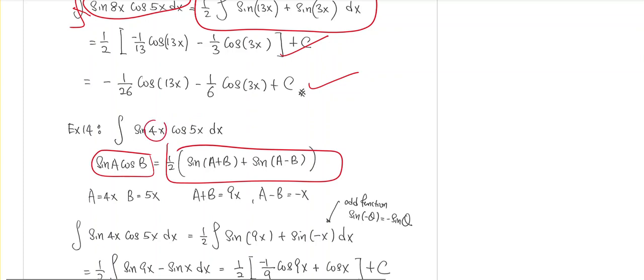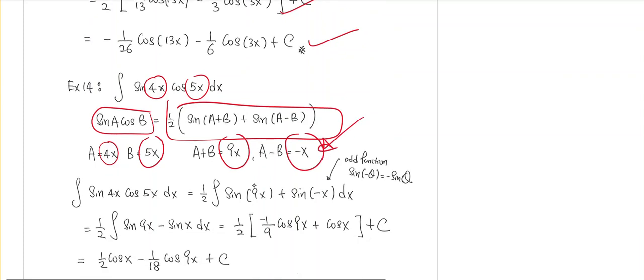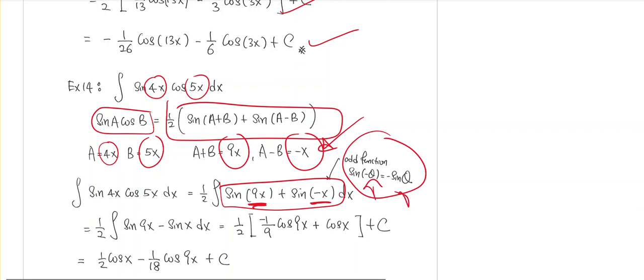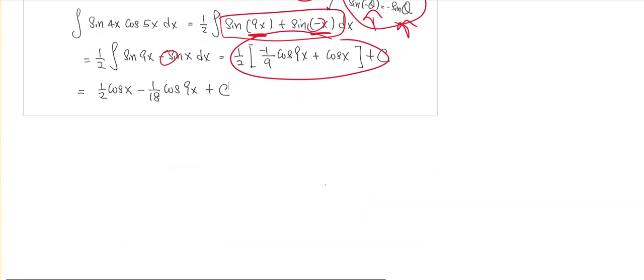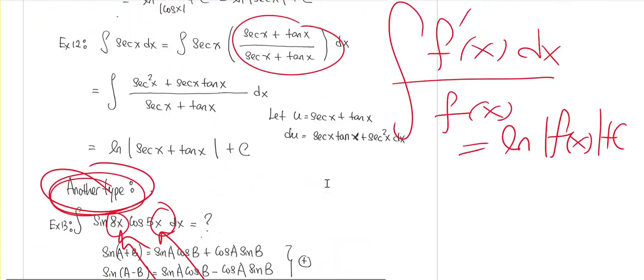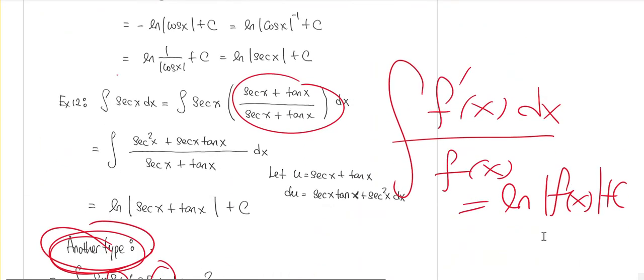Again, you will say A is 4x and B is 5x. You add this, you subtract this, you have minus x. So according to the formulas, this thing here will be 9x and minus x. And how do you deal with minus x? Try to recall that we have even functions and odd functions, and sine theta is an odd function. So sine of negative theta is negative sine theta. So you can take the negative out. And once you take the negative out, the rest are just simple integrals. And that is all the things that you're responsible for in section 7.2.